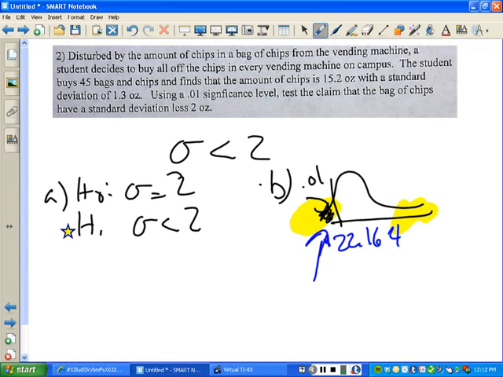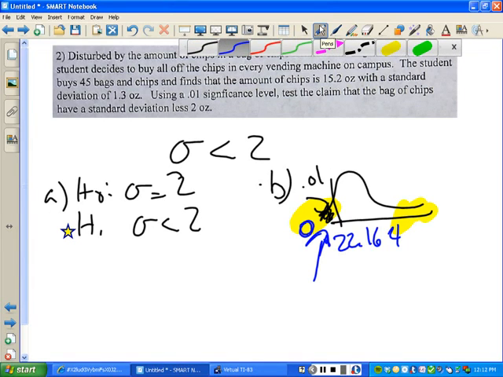Now, where is 0 at? Is 0 in the middle? No. 0 is the very beginning on the far left-hand side, right? Don't want to forget that. It's that screwed up looking one. Are all the chi-square charts like that? Yeah. All the chi-squares are that way.